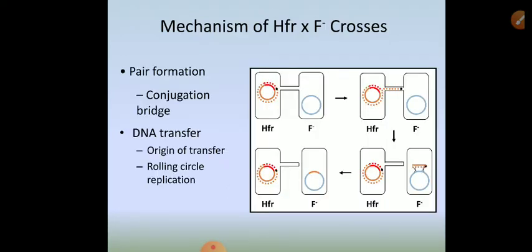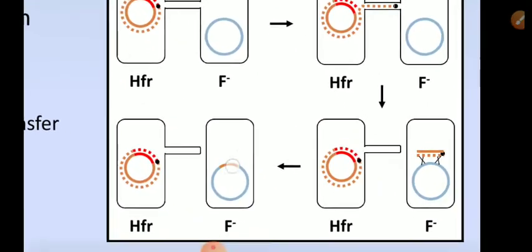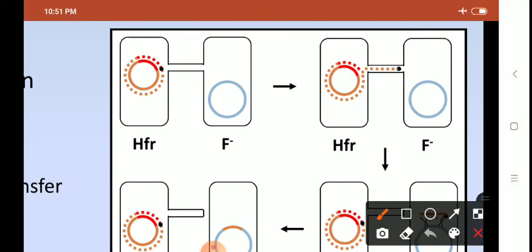Now, you can see again in this diagram, the first cell is the HFR cell. In the HFR cell, you can see the F factor integrated inside chromosomal DNA. This is the F minus cell. The HFR cell crosses with the F minus cell.